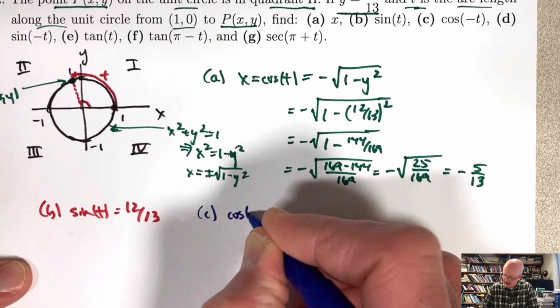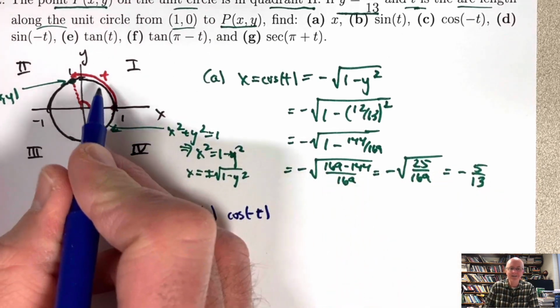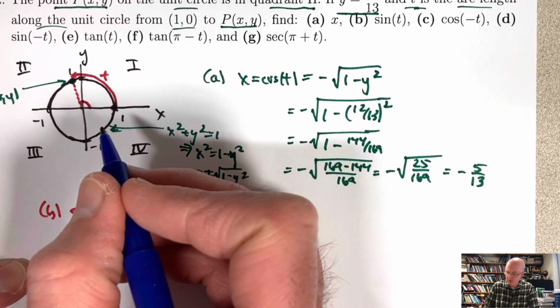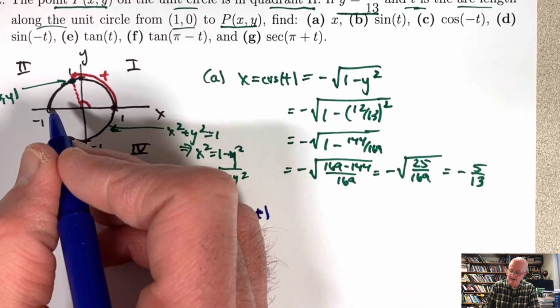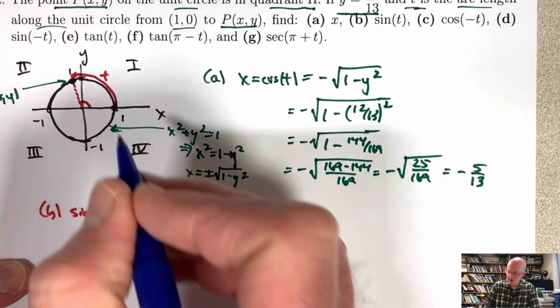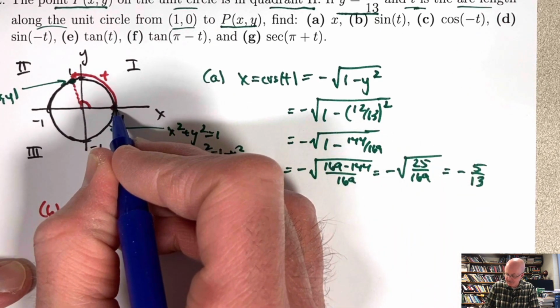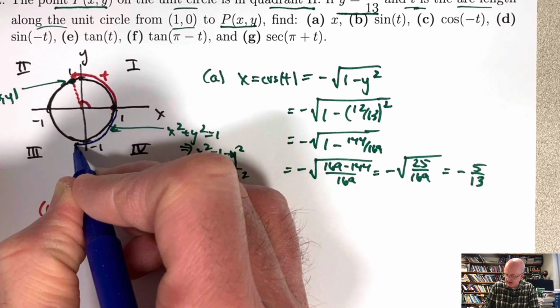Cosine of negative t, the opposite of t. T is considered to be a positive number. What do you do when you've got a negative number here? How do you think about terminal points? With positive numbers, you go around the unit circle counterclockwise. With negative numbers, you start at this point and go clockwise. So negative t is a negative number, so it's not really an arc length, so to speak.